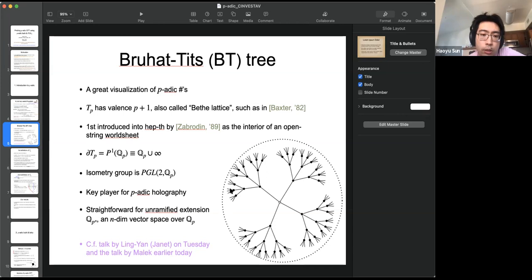And it is straightforward to draw the BT tree for the unramified extension, which is an n-dimensional vector space over Q sub p. For a parallel introduction to the BT tree, I refer you to the talk on Tuesday by Ling Yan and a later talk by Malik.